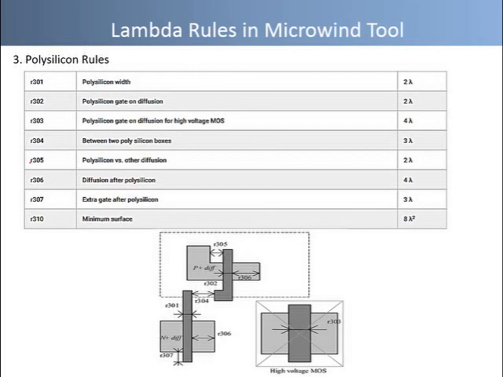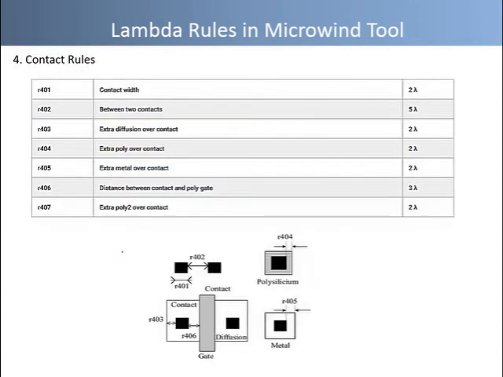And according to Rule 305, the minimum separation between polysilicon and any other diffusion must be at least 2 lambda. Similarly, Rule 310 states that the minimum surface area of polysilicon must be at least 8 lambda square. Contact rules specify the minimum dimension and spacing of metal contacts. Rule 401 states that the minimum width of a contact is at least 2 lambda.